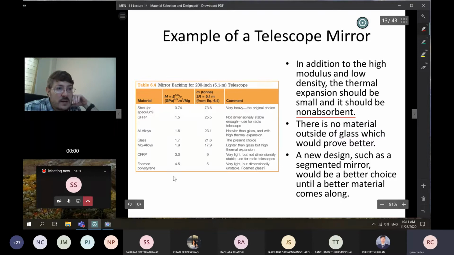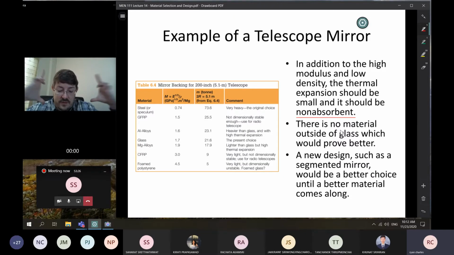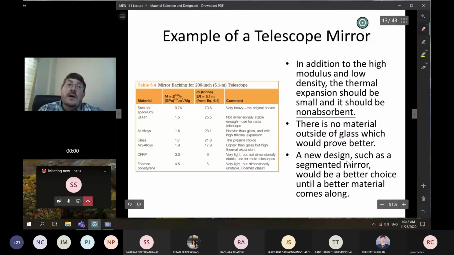Foam polystyrene is very light, but again, it's going to be porous, and expansion is not that great. Plus, it's flammable. There's no material that we have outside of glass which would prove better for the gigantic reflecting telescope mirrors. There's nothing better than glass that we can find.